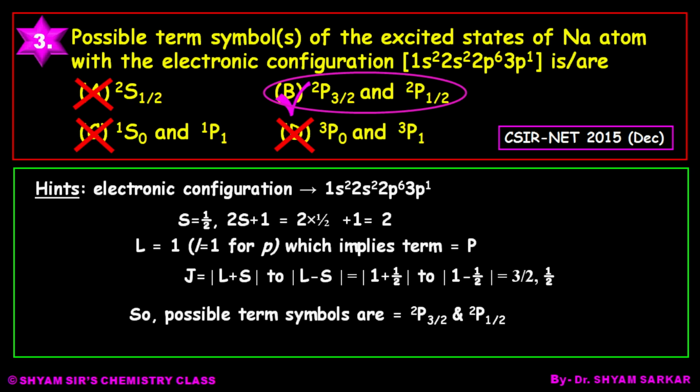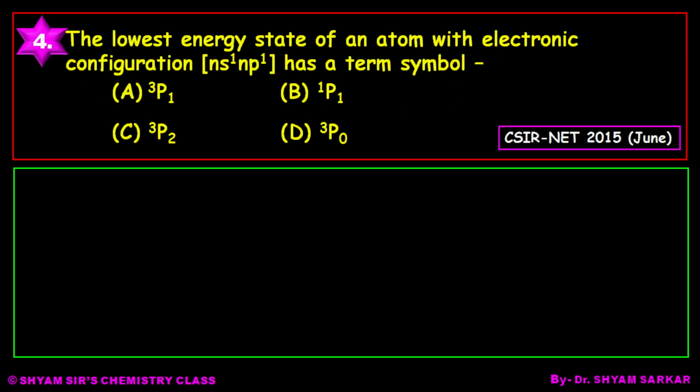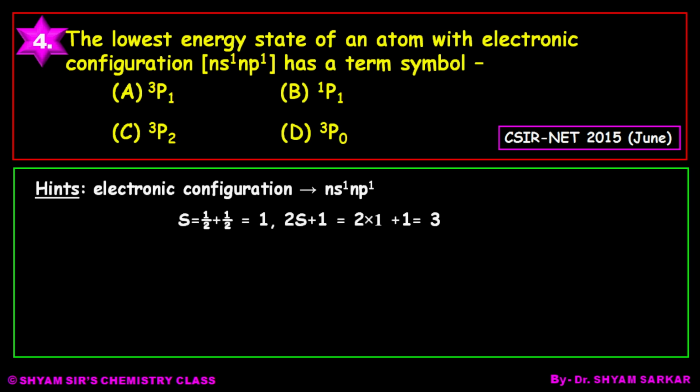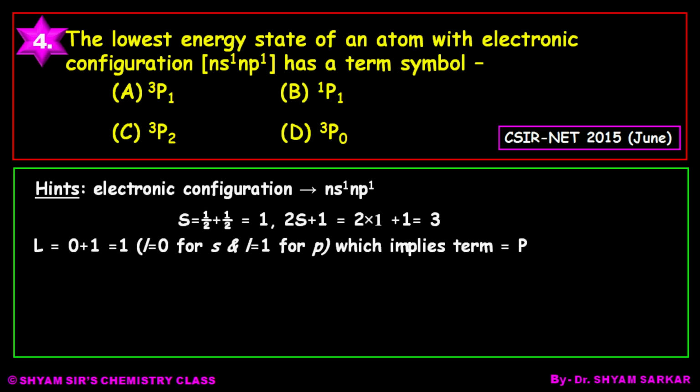The lowest energy state of an atom with electronic configuration ns1 np1 has a term symbol. Similarly, 4 options are there. Since the electronic configuration is ns1 np1, S equals 1/2+1/2 equals 1, so the total spin multiplicity 2S+1 equals 3 here. For L, one electron is in the s orbital and another electron is in the p orbital, so L equals 0+1, because L equals 0 for s and 1 for p. So total capital L will be 1, which means the term will be P here.